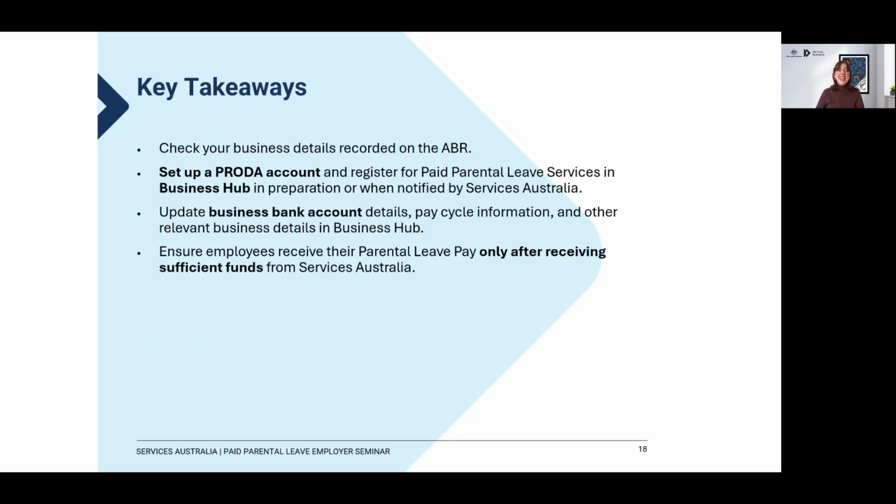Alright, so the key takeaways from today, once again, I know this is a lot of information to take in for a short amount of time, but the most important things for employers who are new to the scheme are: access the ABR to get the details you need to register for PRODA. The details entered on PRODA must exactly match the ABR. Set up your PRODA account and register for Business Hub. This can be done in preparation for participating in the scheme.